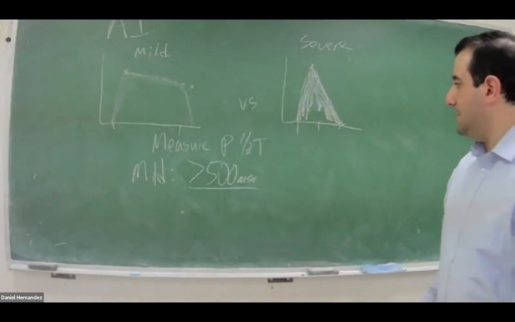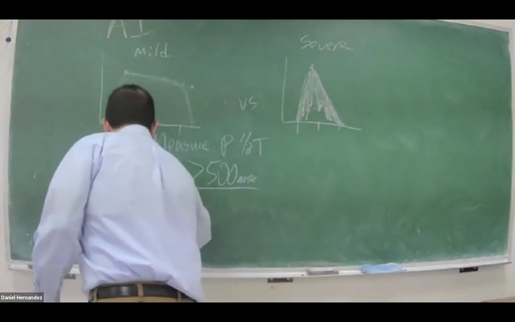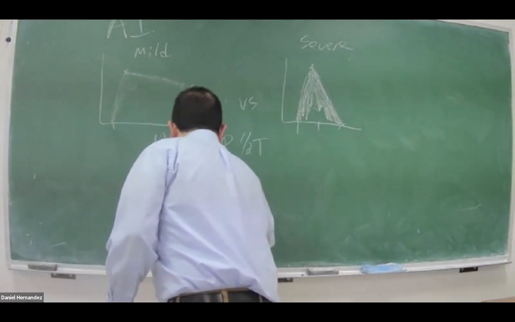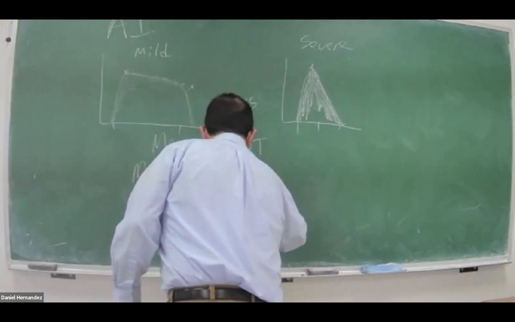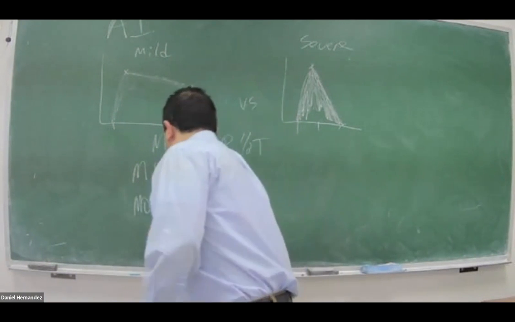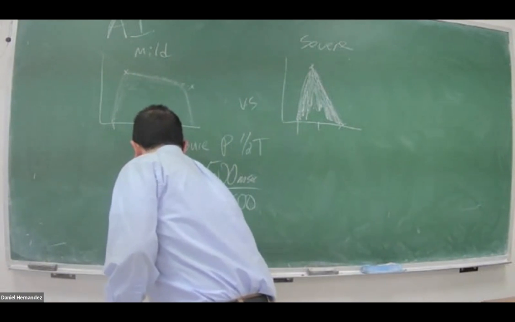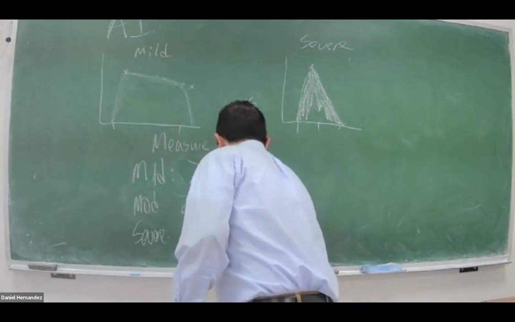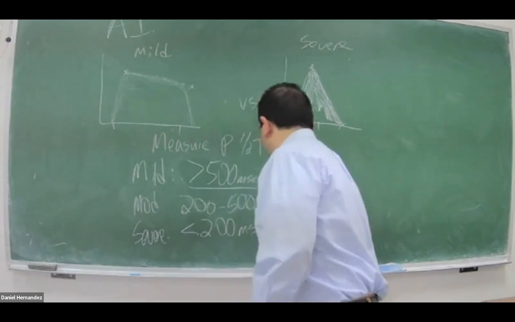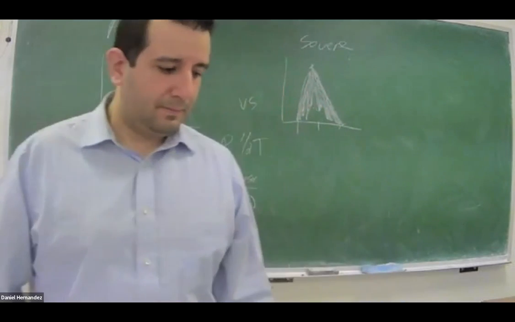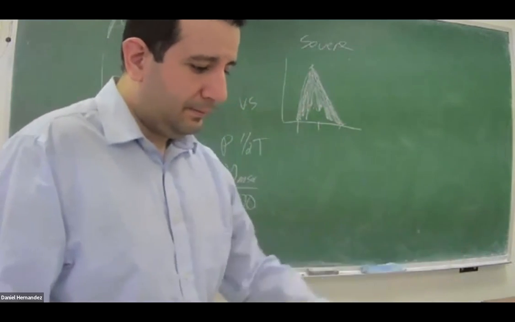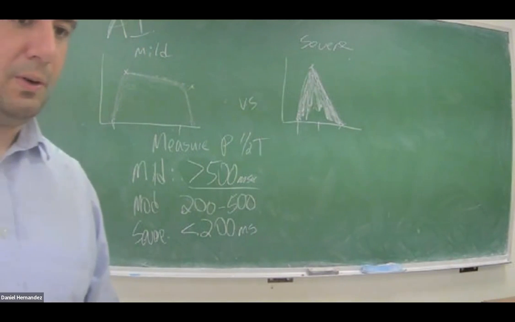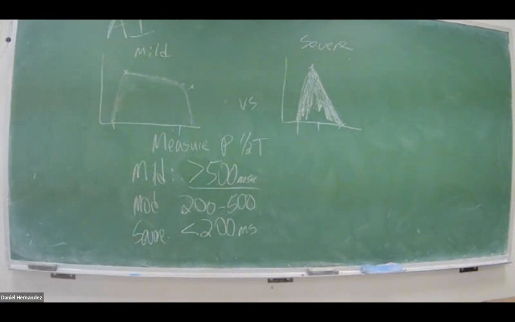200 to 500 is moderate. And severe, it's going to be less than 200. So those are your numbers for aortic insufficiency.